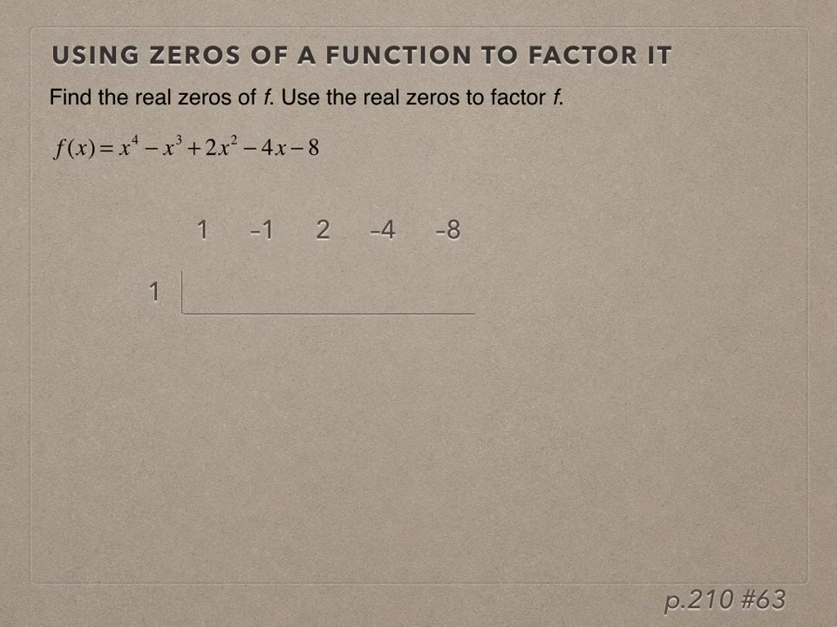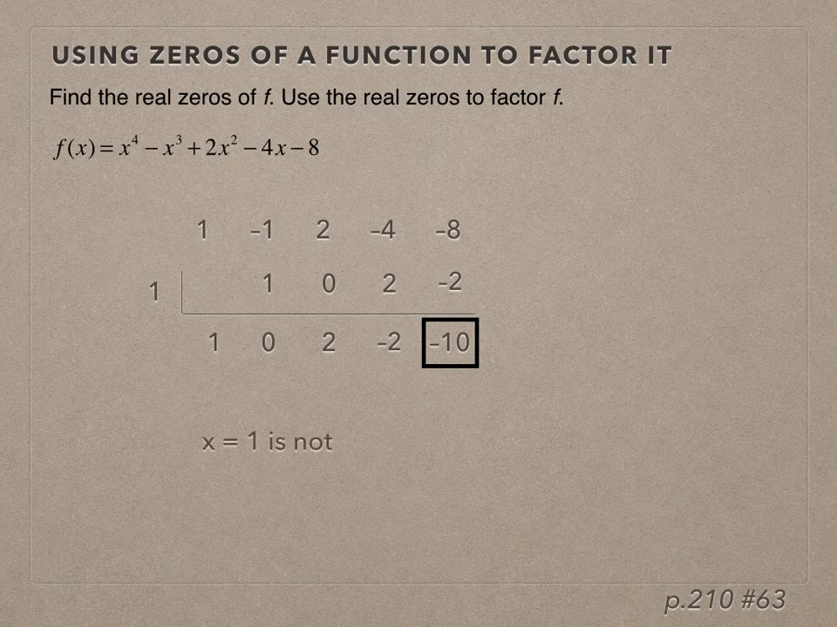Recall how synthetic division works. We take that first number, that first coefficient of 1, and we bring it down. We multiply by the divisor and we get 1. We now add these two numbers that are lined up and we get 0. Repeating the process, 0 times 1 is 0, 2 plus 0 is 2. Again, repeating the process, adding. -2 times 1 is -2, and when I add these numbers together, I get -10. That tells me that x equals 1 is not a real zero. Further, the value of the function at x equals 1 is negative. That might come in handy later on.